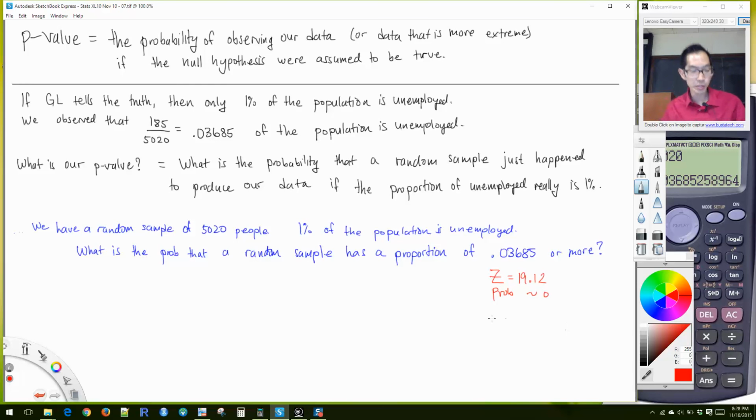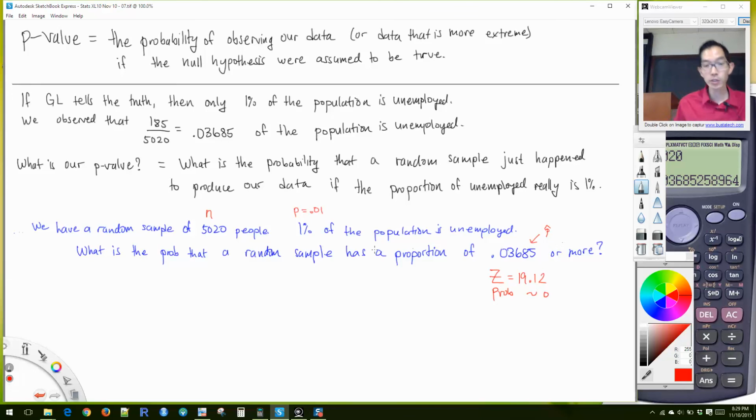Okay, so let's go through our answer. For this problem I tried to write our setup into a form that you recognize from the quiz or practice quiz. We have a random sample of 5,020 people, so this is our n. It says 1% of the population is unemployed, so our p is equal to 0.01. And the sample proportion we observed was 185 divided by 5,020, so our p hat is 0.03685.